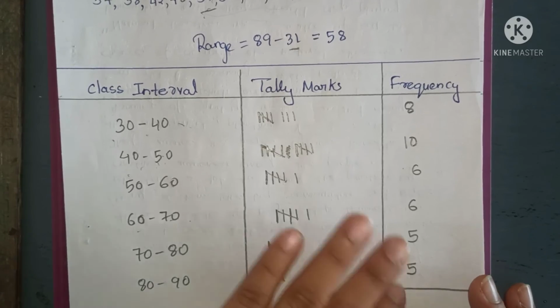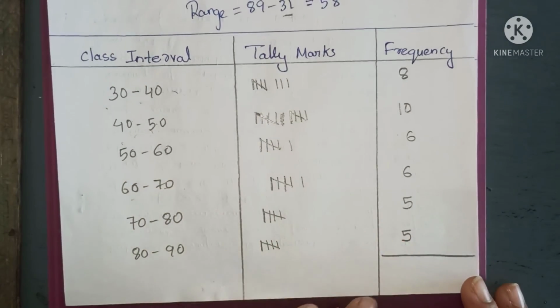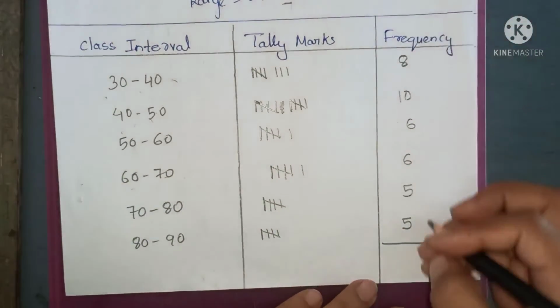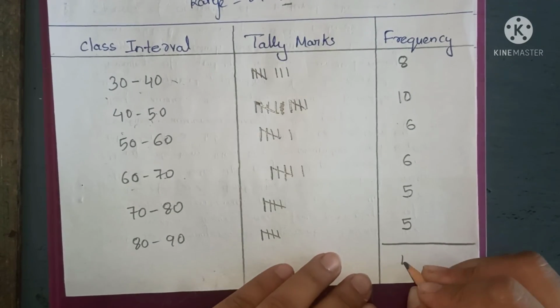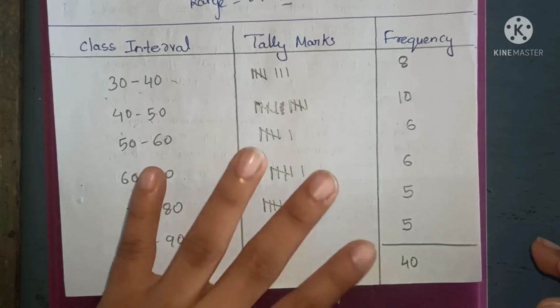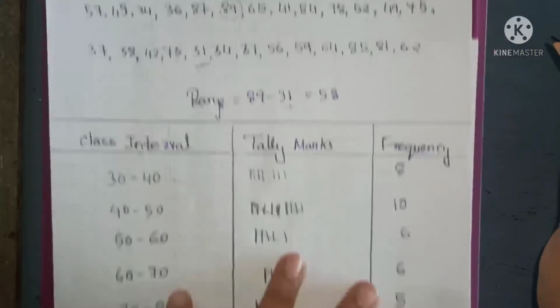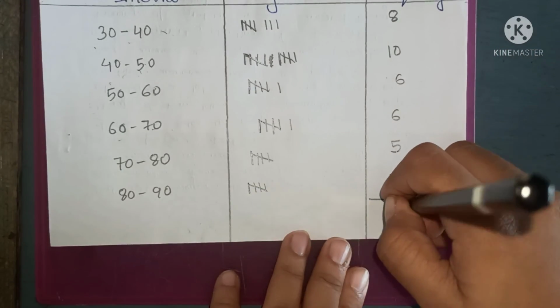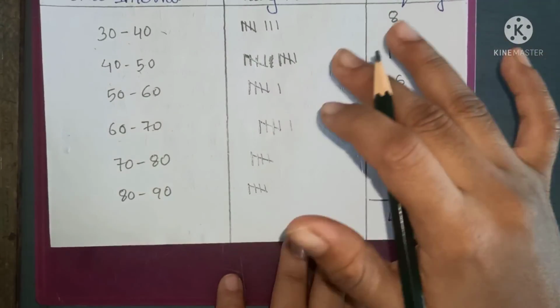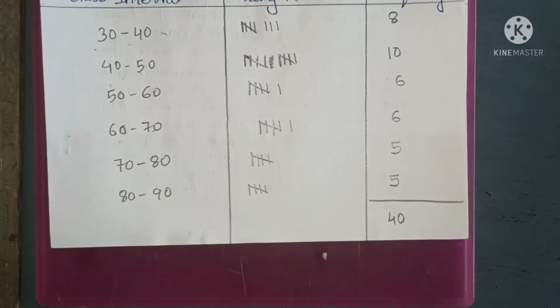So I have grouped all the numbers. I have put tally marks for all the numbers. Now we will add the frequency. If we add the frequency here, we will get 40. So how many students' marks have we done here? We have 40 students and we got a total of 40, right? So this is the grouped frequency distribution table.